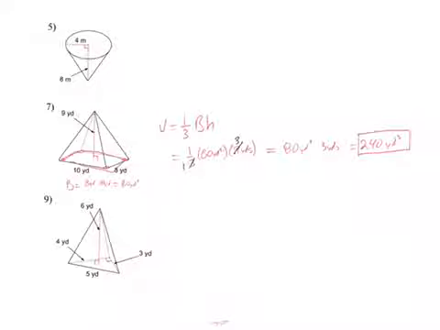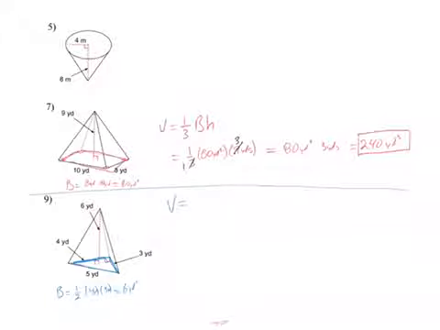Alright, let's try number 9 here. Pretty much the same idea, except now notice my base is not a rectangle, but it's a triangle. So if I find the area of that base, I'm going to say 1/2 base times height, which is going to be that 4 and the 3, because remember those are perpendicular to each other. So 1/2 times 4 times 3 yards. That's going to give me 12/2 or 6 yards squared. So that's my big B.